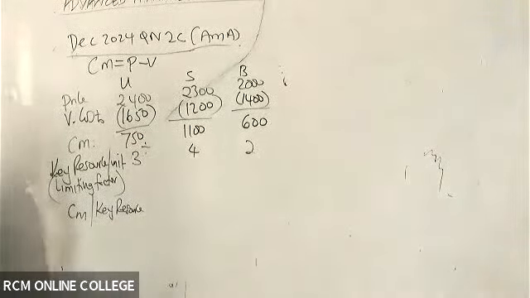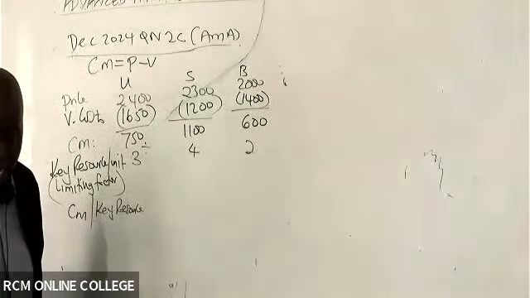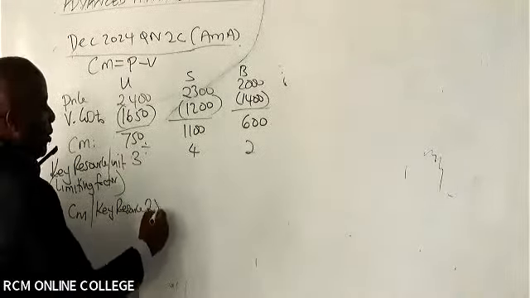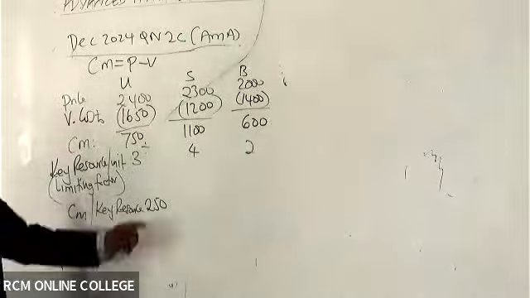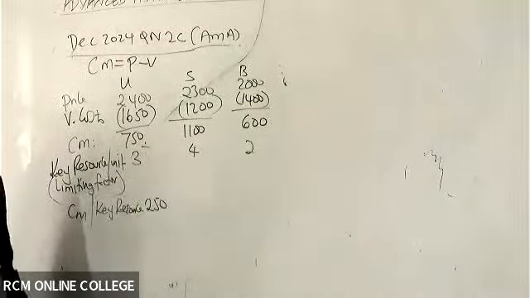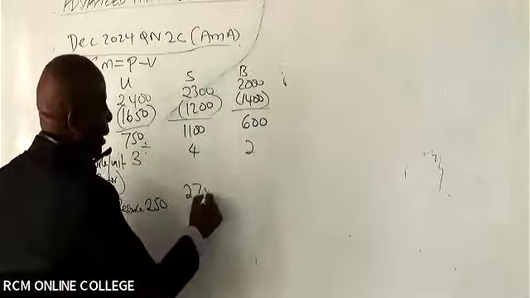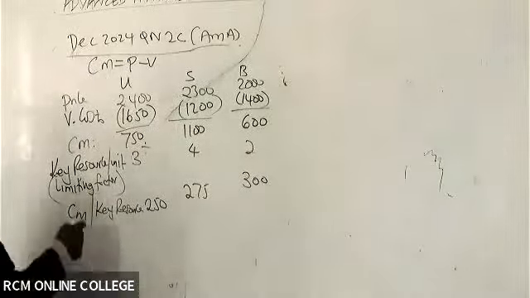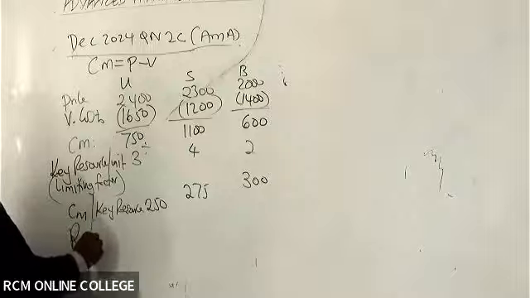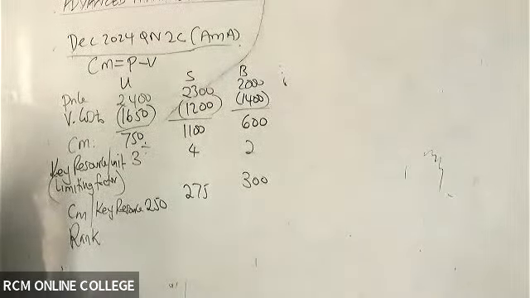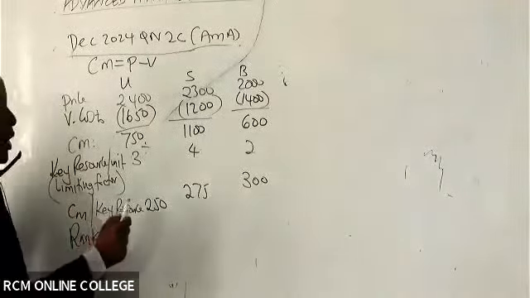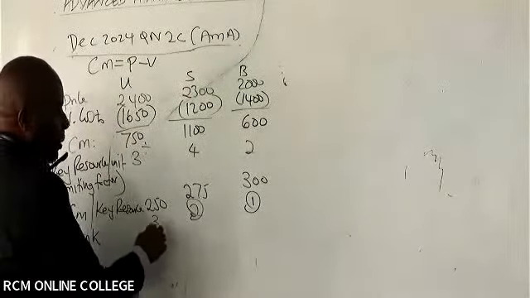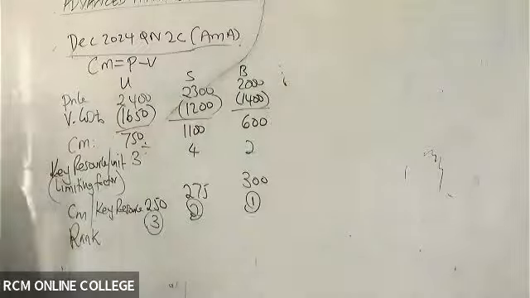So 750 divided by 3 gives 250. Then 1,100 divided by 4 gives 275. And lastly, 600 divided by 2 gives me 300. From there, what is to follow? Step number 3, rank them. The higher the better. So B becomes position number 1, S becomes position 2, and U becomes position number 3.